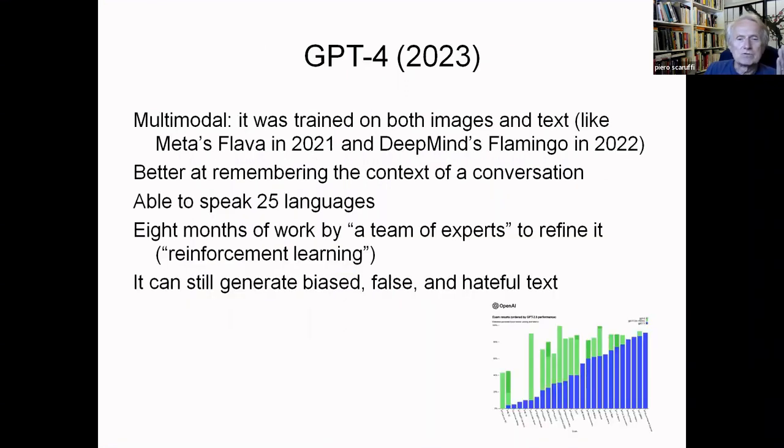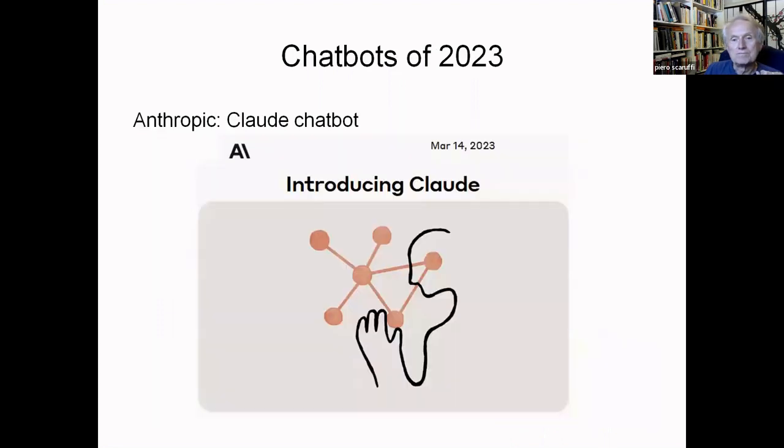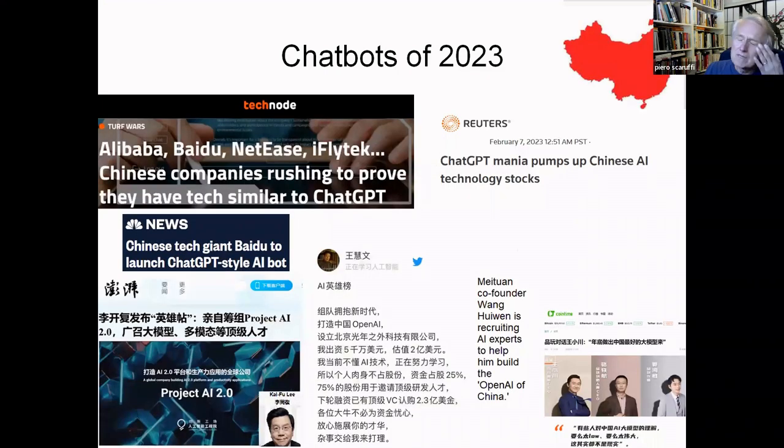GPT-4 has just been announced, so I don't have a lot of comments. It's another multimodal system able to speak 25 languages and so on. But by the time you see this video, probably there will be something new. Progress has been very, very rapid. Companies are introducing chatbots. Probably the most popular around here is Claude. The most popular AI startup around the US, probably Anthropic, after OpenAI.